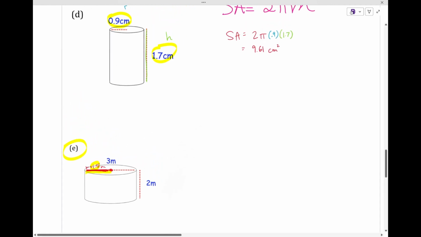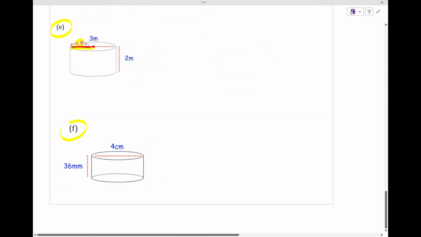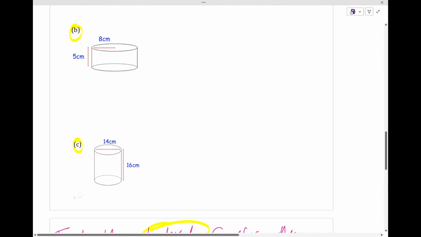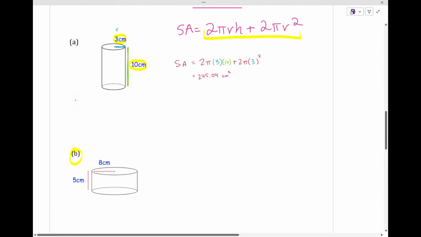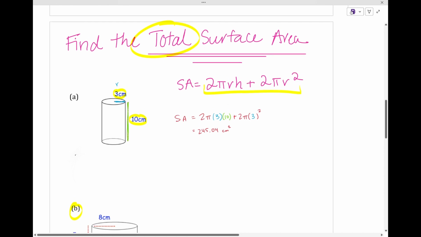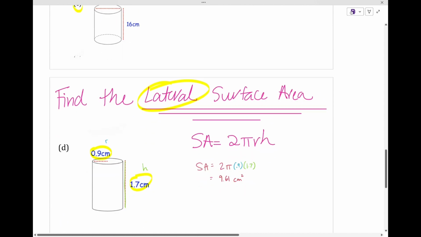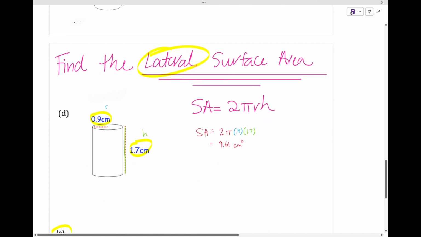Go ahead and try those. Use the same formula for lateral surface area for E and F. Also finish those problems B and C if you never did those. Those are using a different formula for total surface area. So remember, total and lateral have slightly different formulas, so make sure you use the correct one. Plug in your values, and that's all there is to it.